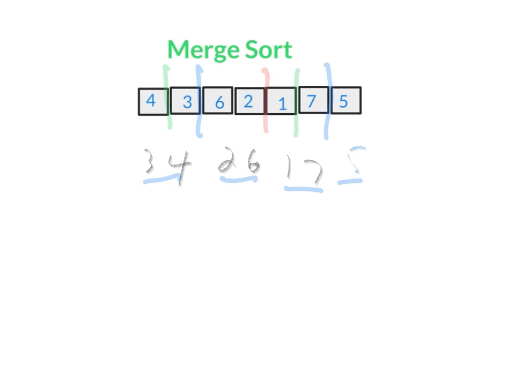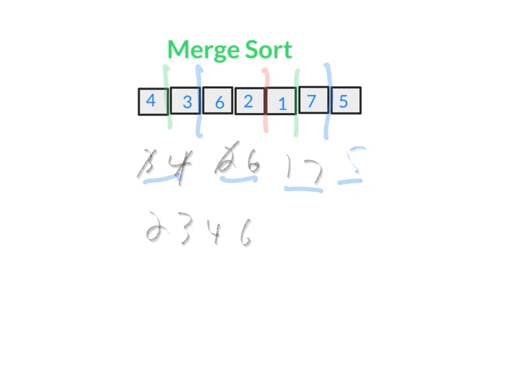And what we're going to do is we're going to take the smallest of each of the first two elements. So here, 2 is smaller than 3. So we're going to take the 2 and put it in the merged array here. Then 3 is the smallest. So 4 is smaller than 6, so we put 4. And then 6 is all that's left, so we know that that goes here.